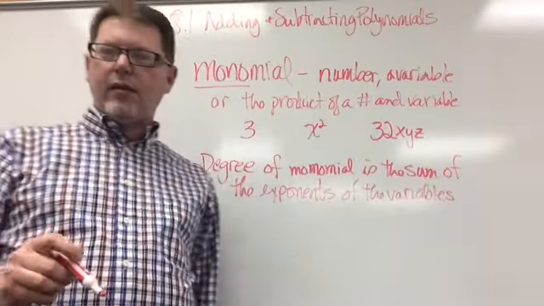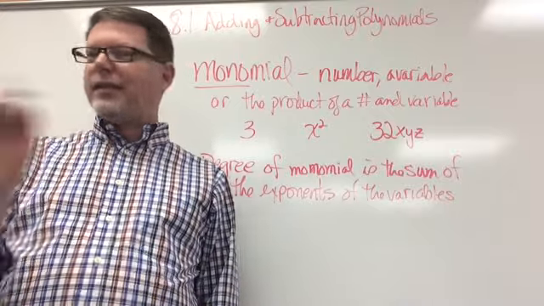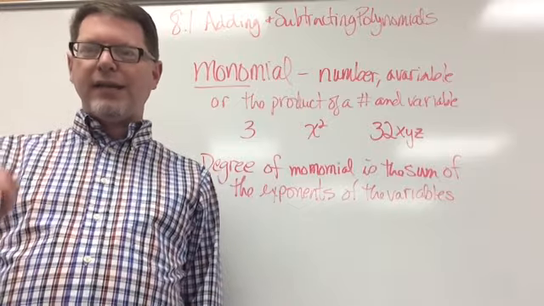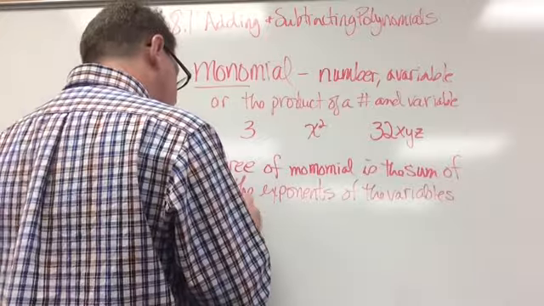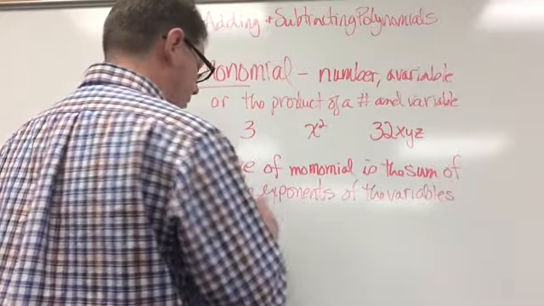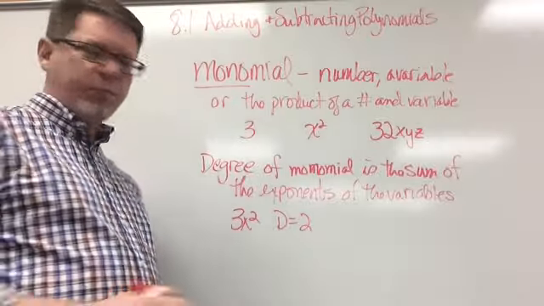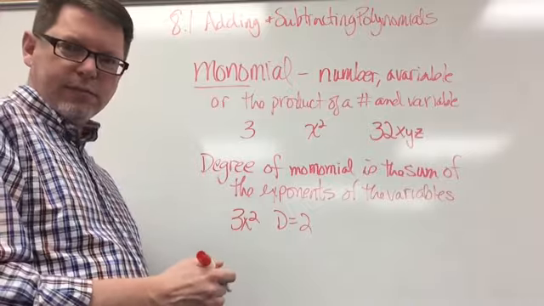Okay? To find the degree of a monomial, I look at the exponents of the variables. It doesn't matter if there's an exponent on a number. I only look at the exponents of the variables, I add them together, and that's the degree. So, for example, on 3x squared, the degree is 2, because there's only one variable, and its exponent is 2, so the degree is 2.